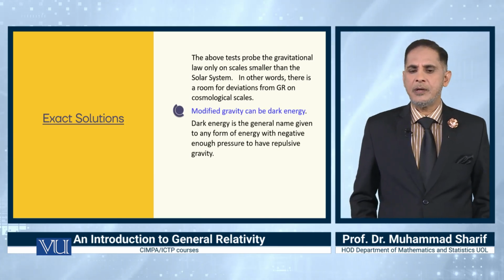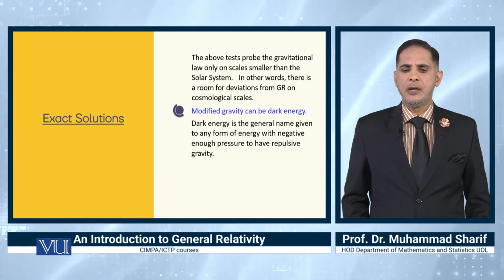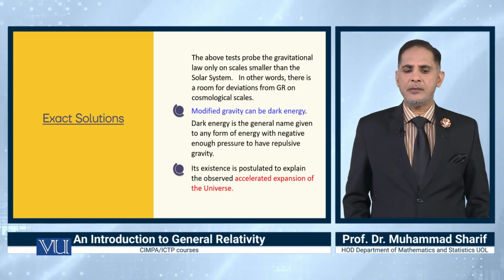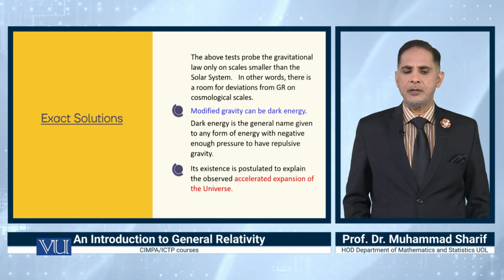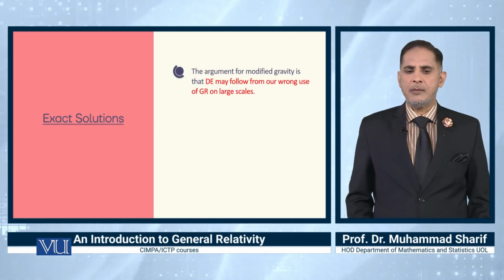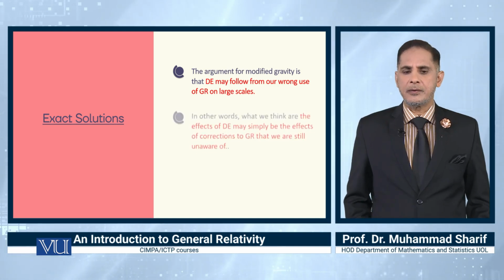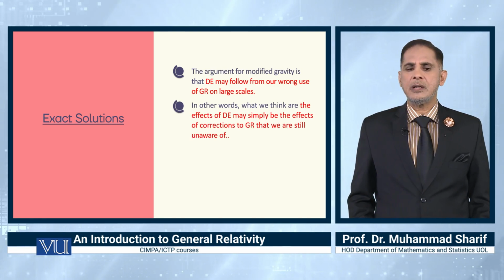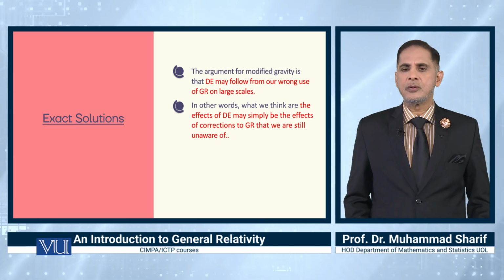Well, modified gravity can be a dark energy. Dark energy is the general name given to any form of energy with negative enough pressure to have repulsive gravity. So, its existence is postulated to explain the observed accelerated expansion of the universe. The argument for modified gravity is that dark energy may follow from our wrong use of general theory of relativity on large scales. In other words, what we think are the effects of dark energy may simply be the effects of corrections to general theory of relativity that we are still unaware of.